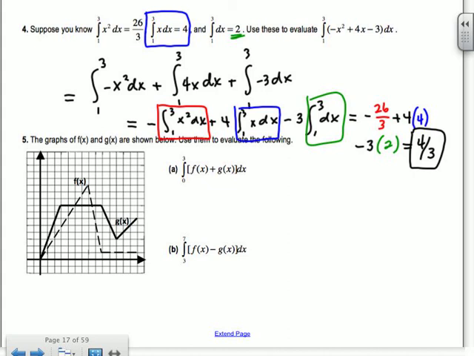Okay, graph ones. It says the graphs of f of x and g of x are shown below. Use them to evaluate the following. So if I was going to evaluate the integral from 0 to 3 of f of x plus g of x, I could pull it apart. The integral from 0 to 3 of f of x is just going to be a little triangle. That triangle is right here.